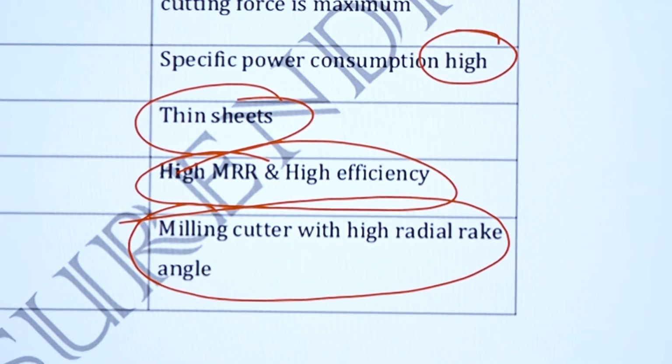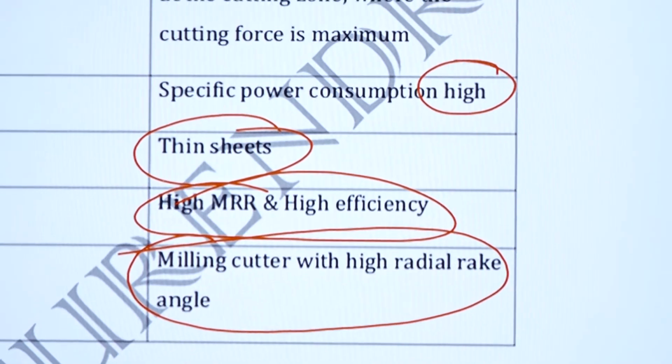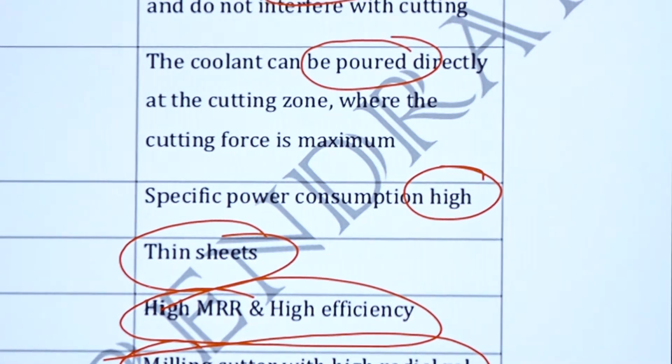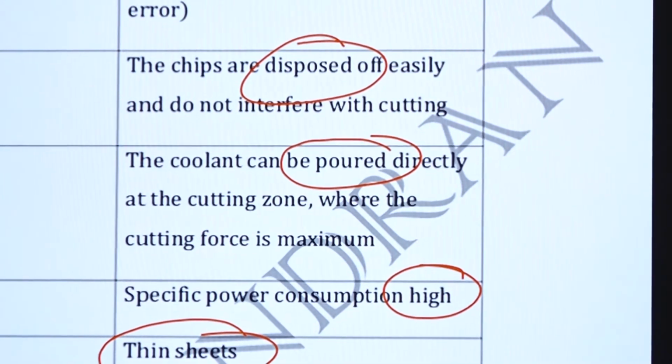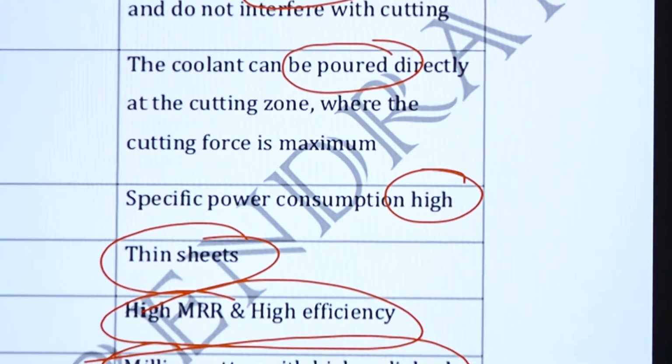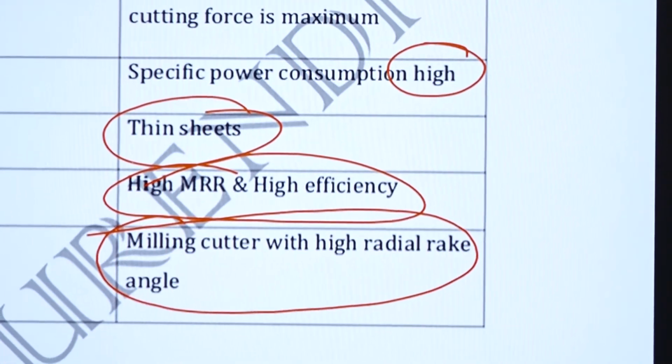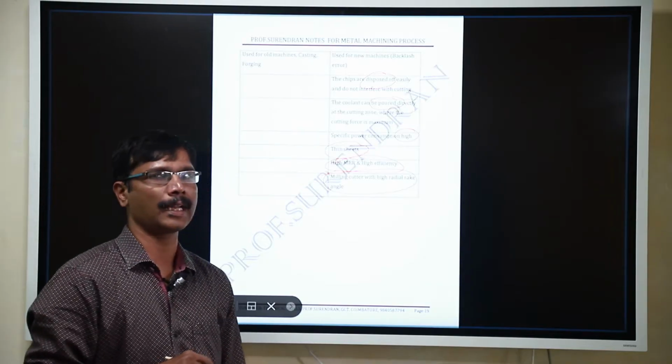The chip can be disposed easily, and the coolant can be poured directly. The specific power consumption is high. It can be used for thin sheet. It has high MRR and high efficiency. A milling cutter with high radial rake angle is used.